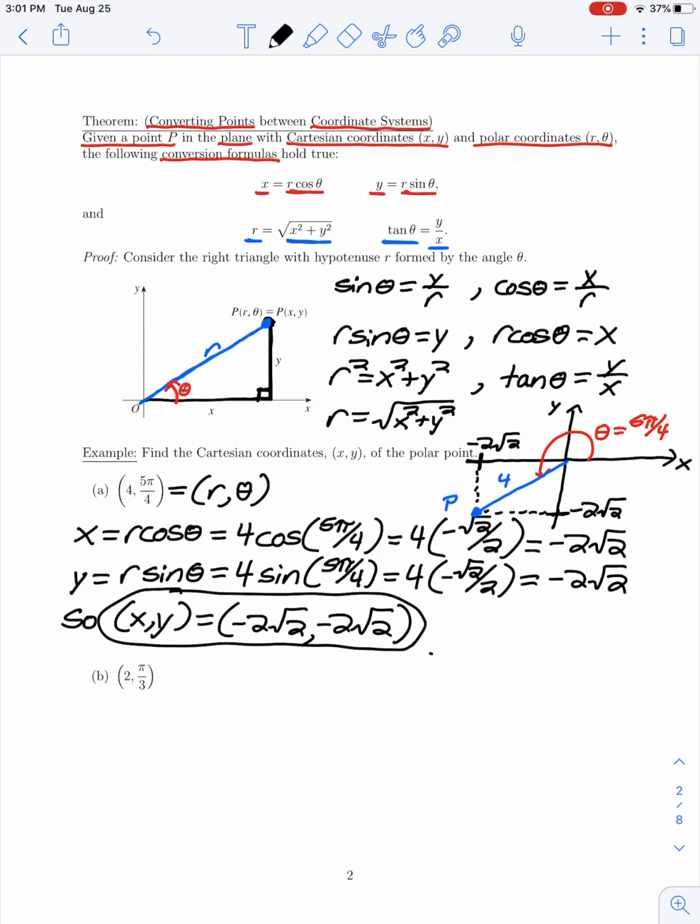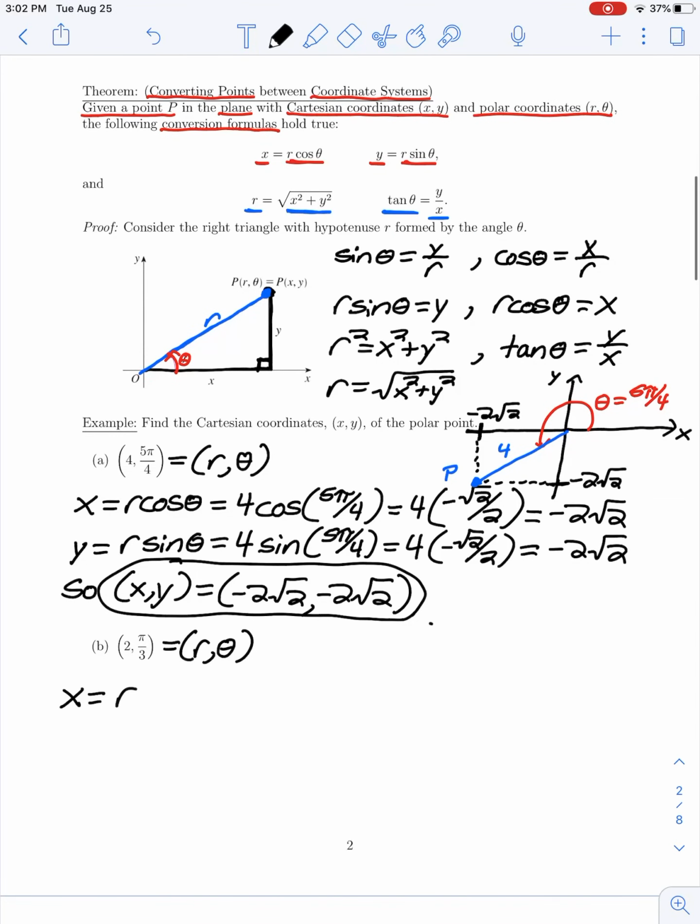In part B, we are given the polar point r, theta equal to 2, pi over 3, and we want the Cartesian coordinates, x and y. So x, again, is given as r times cosine of theta. So here we would have 2 times cosine of pi over 3, which is 1/2. So 2 times 1/2, we have a value of 1.